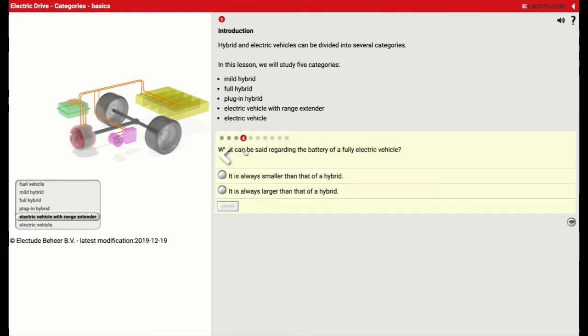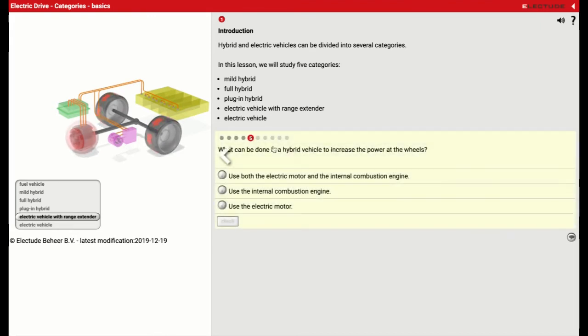So number four says, what can be said regarding the battery of a fully electric vehicle? Now, in the case of a fully electric vehicle, there's no gas engine. You don't see any gas engine here, which means it's going to have to be a really big battery pack. In the case of Tesla, it's a huge battery pack that goes kind of underneath the car. So it's always going to be bigger than a hybrid because there's no gas engine.